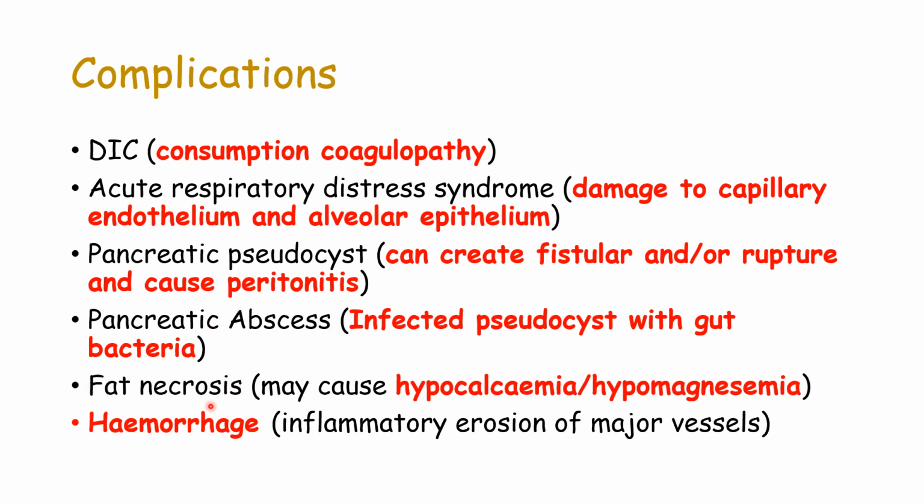There can also be fat necrosis of the pancreas. The main problem with fat necrosis of the pancreas is, as described previously, that it can release triglycerides into the bloodstream, and these can bind to calcium and magnesium and end up causing hypocalcemia and hypomagnesemia, which can have complications of their own. It can also cause hemorrhage. I'll talk a bit about the blood vessels in the next slide, but this is due to inflammation and erosion of major blood vessels near the pancreas.